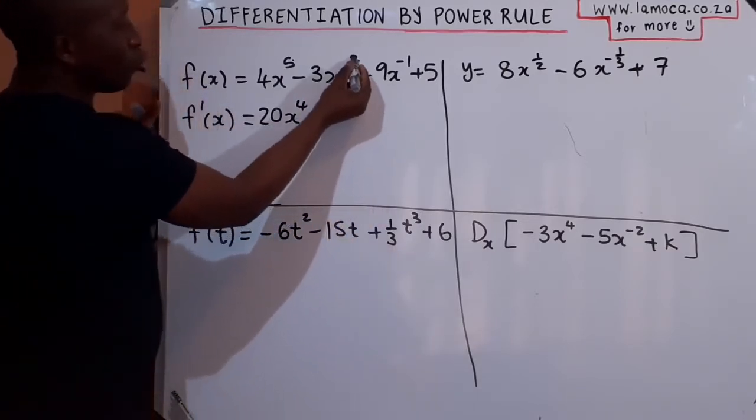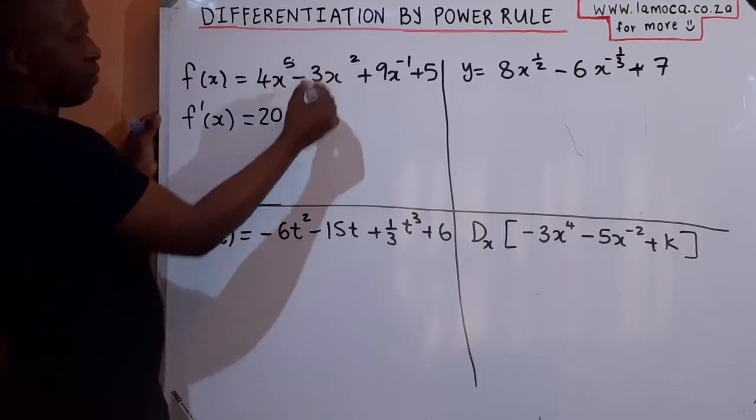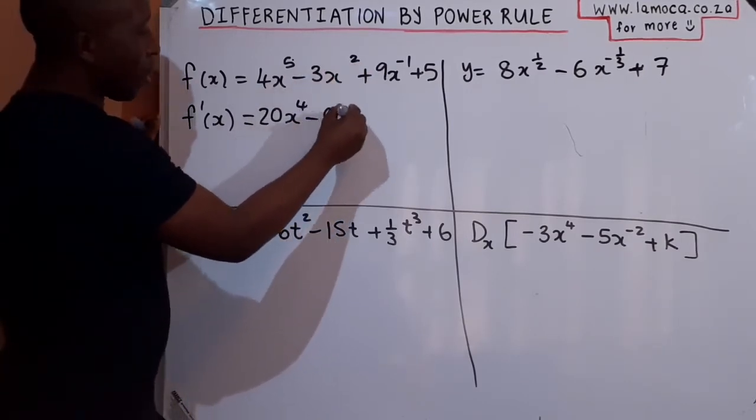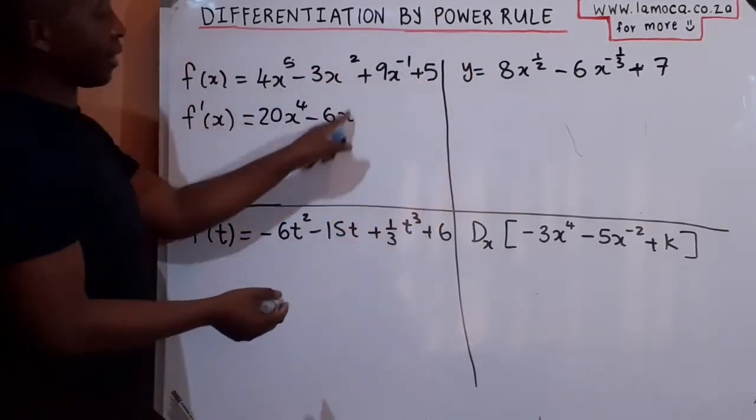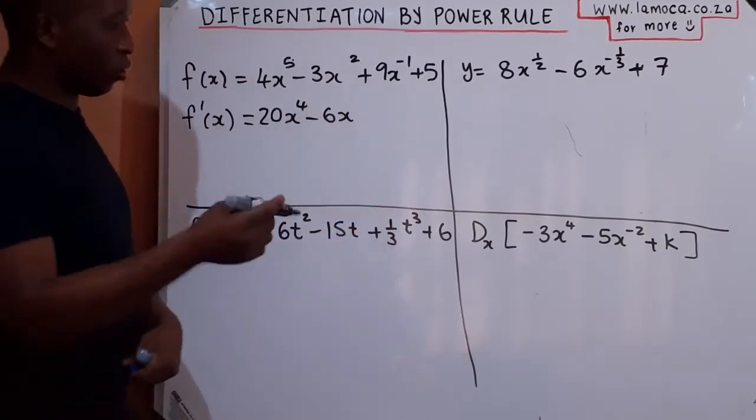On the second one, it's 2 multiplied by negative 3. So 2 times negative 3 gives you negative 6. X to the power 2 minus 1 is 1, so I don't need to write that 1. We all know that there's a 1 even if it's not written.